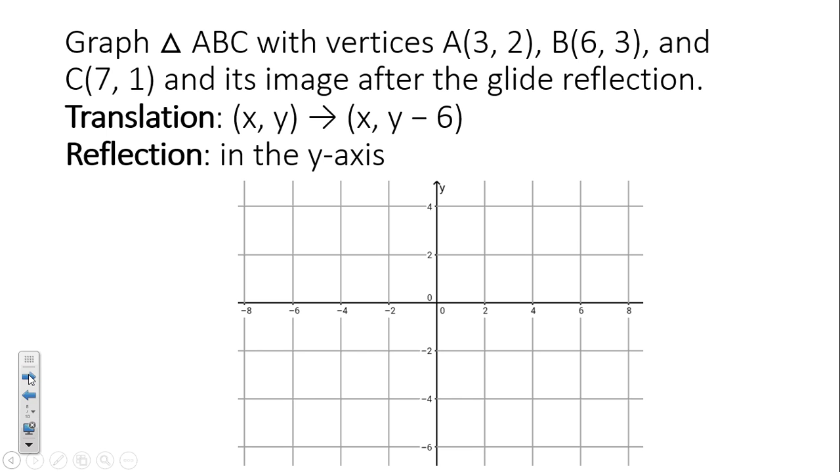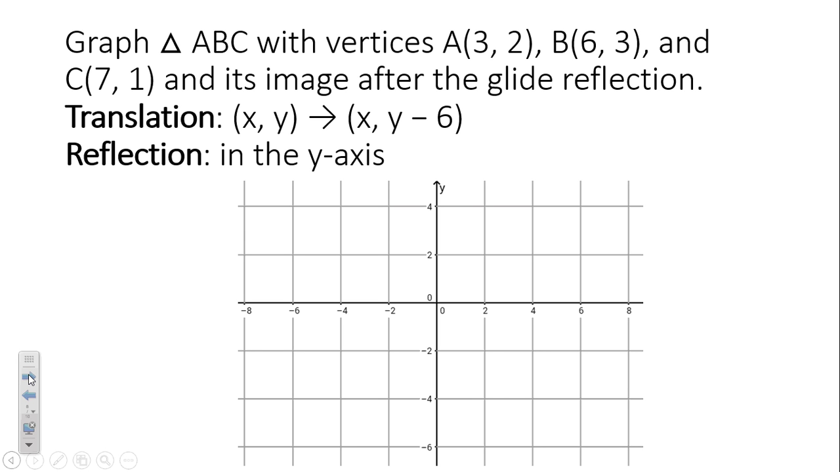Now I want you to graph triangle ABC with vertices 3, 2, 6, 3, and 7, 1. So it's the big bottom graph on your doodle notes. So graph your triangle. And notice that these are now not by ones. I needed more space. So every 2, halfway between 0 and 2 is going to be 1. Okay, so we're in that bottom group.